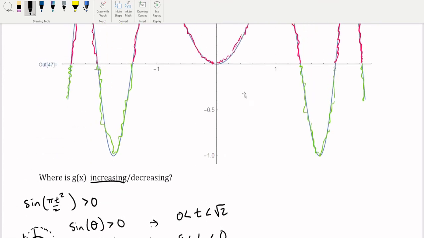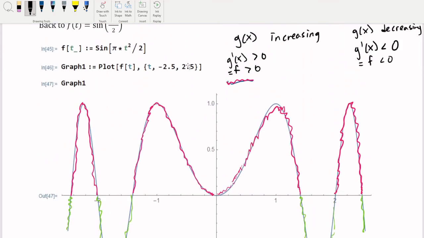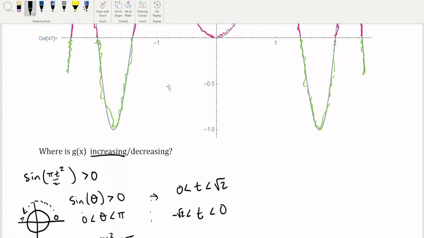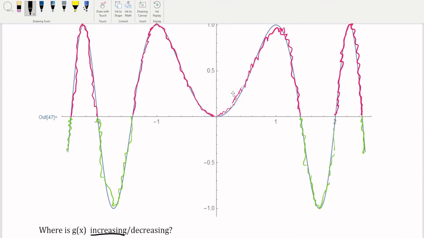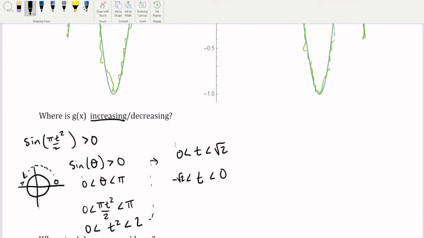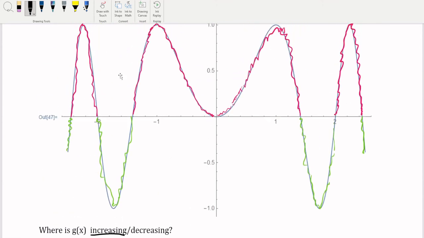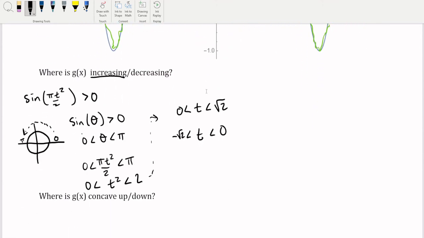I only decided to draw it from negative 2.5 to 2.5 as a t value. But remember, this keeps going. So that's just something to keep in your mind as you go through here: this function is sine, so it's going to continue to run around the circle and copy and copy and copy. So that's that first chunk that we're looking for. I'm doing this all by hand.